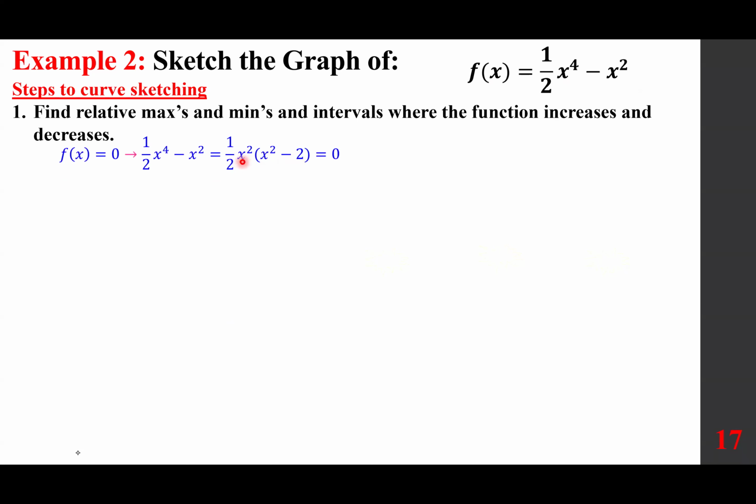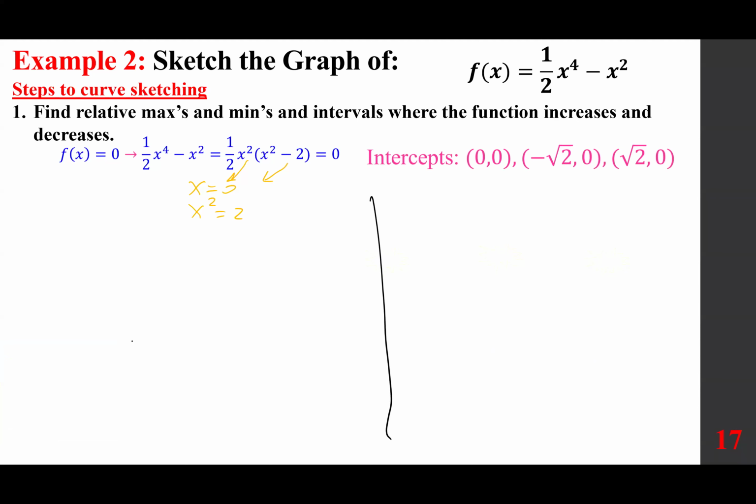This gives me 0, just so you see what happens here. This gives me x equals 0. This gives me x squared equals 2, which means plus or minus square root of 2. So I have the following intercepts, and I'm going to use that to graph. That's all I'm going to do for now, which means the graph looks something like this. By the way, square root of 2 is about 1.41, just to give you an idea.